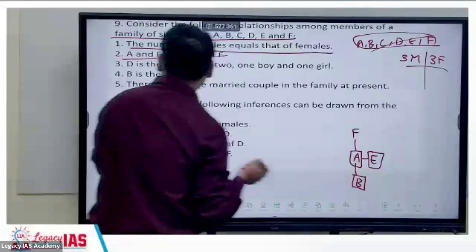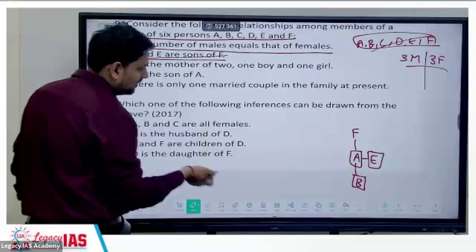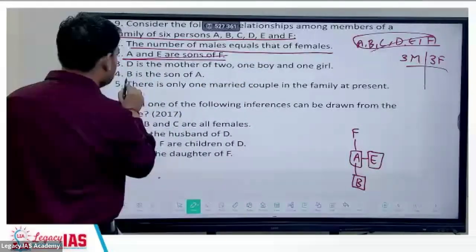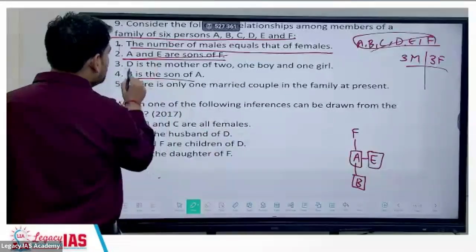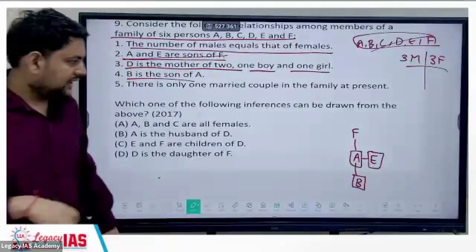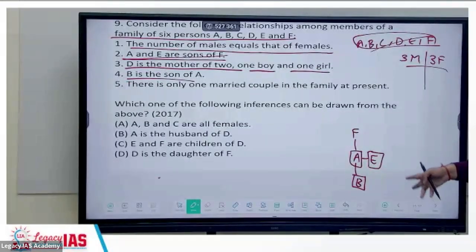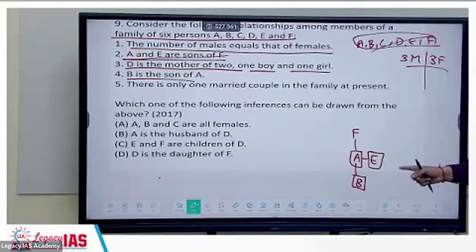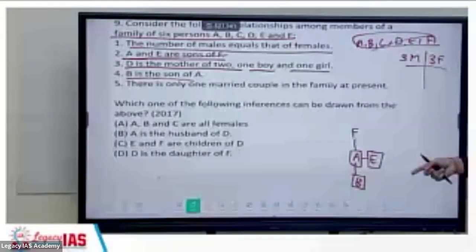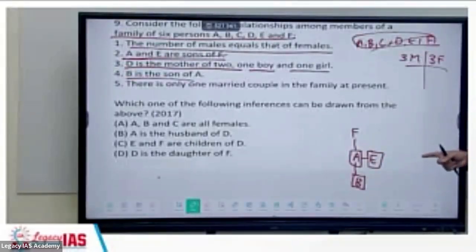Yes. So A and E are sons of F that we have drawn. B is the son of A that also we have drawn. D is the mother of two, one boy and one girl. Now, understand. Can D lie somewhere here and have one boy and one girl? Can that happen? No, because there are only six people and four are already occupied.